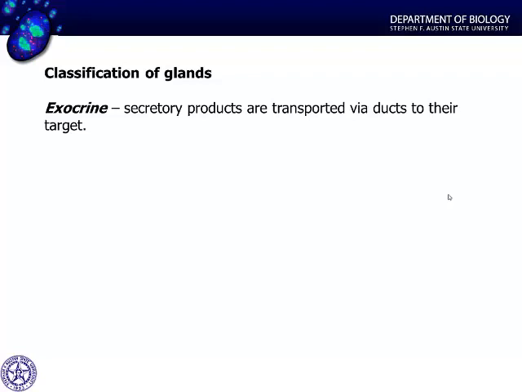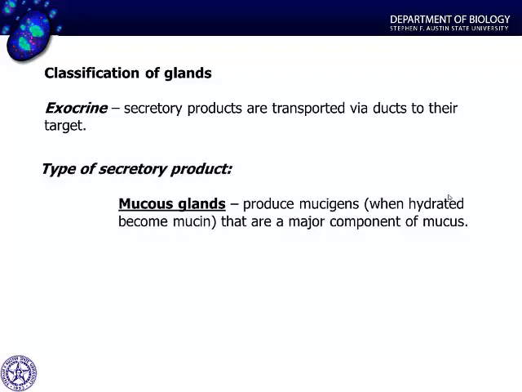For instance, we have salivary glands. Saliva is going to be a collection of enzymatic products that will degrade material. You do not want those products entering into the bloodstream and degrading your own body. We specifically direct those through ducts into our oral cavity. So those are exocrine types of secretions.